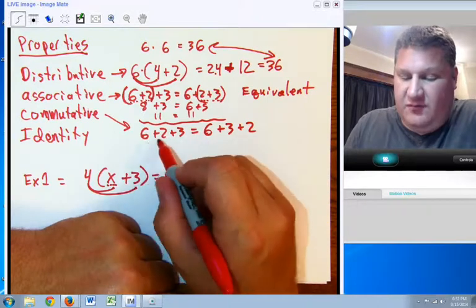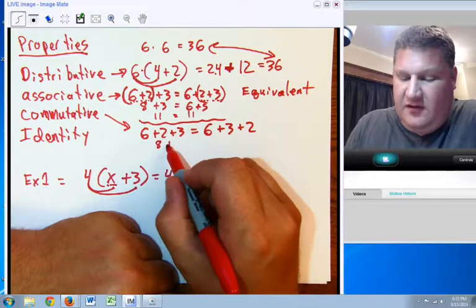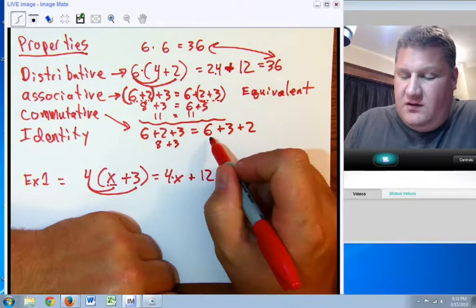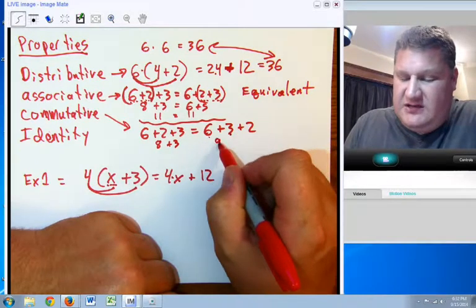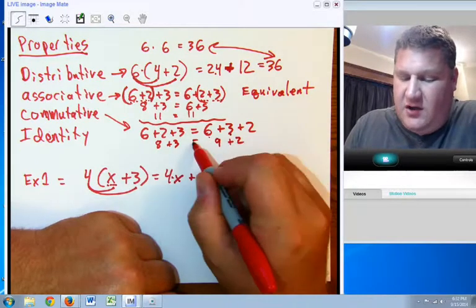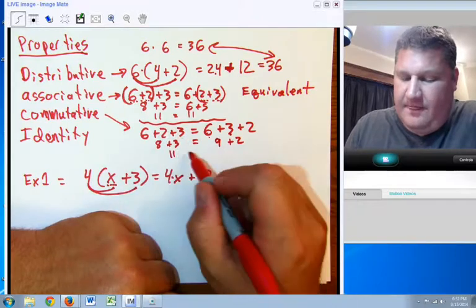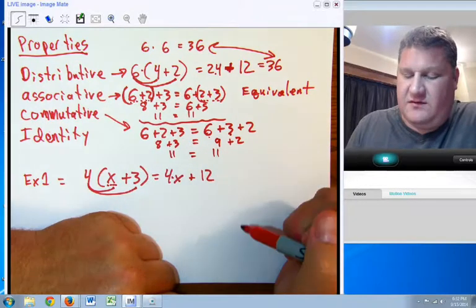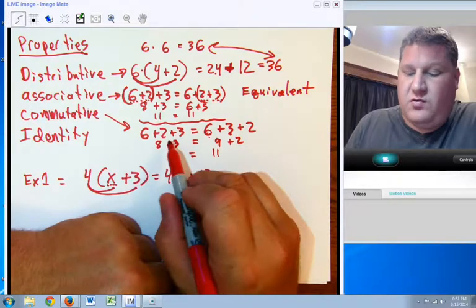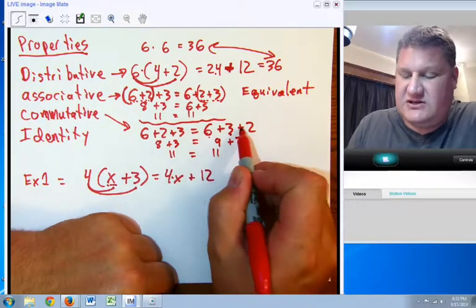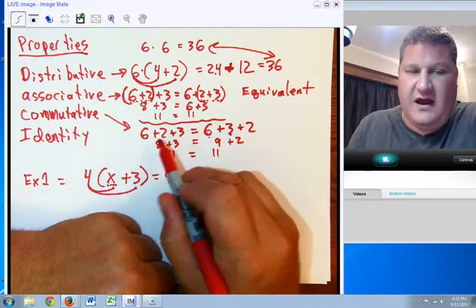So 6 plus 2 is 8 plus 3. 6 plus 3 is 9 plus 2. Well, 8 plus 3 is 11. 9 plus 2 is 11. And so you'll notice that if all I have is addition signs, I can move things around.